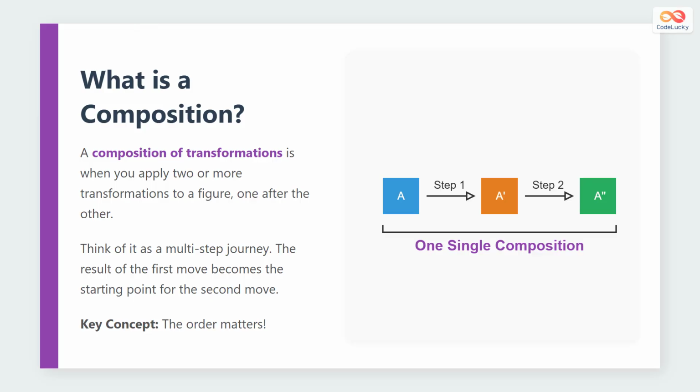So, what exactly is a composition? Simply put, it is a sequence of transformations. You take a shape, apply a rule like a rotation, and then take that new result and apply another rule like a translation. The final result is the image of the composition.